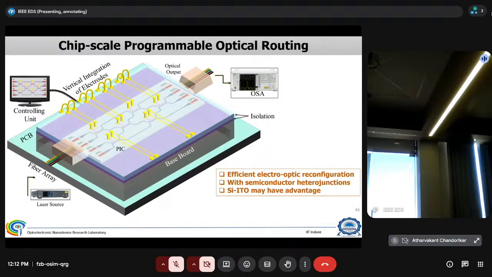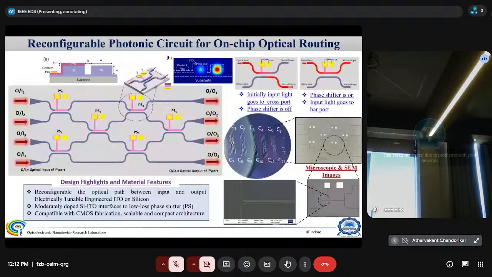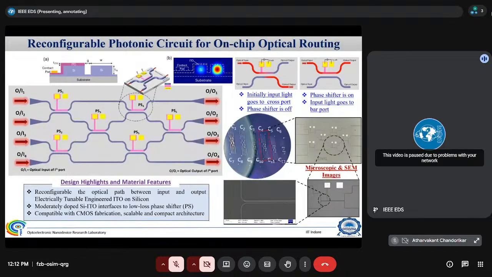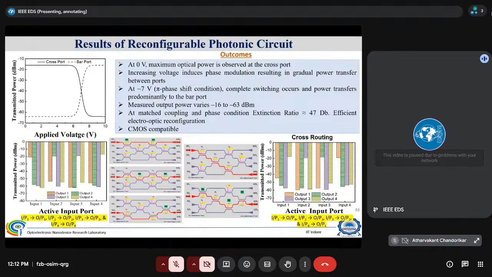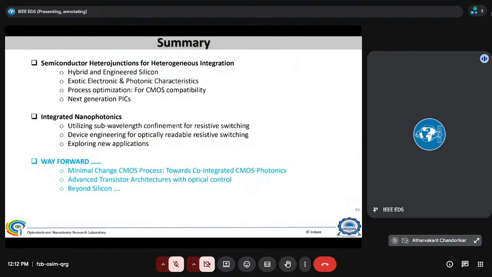And now we are extending it to a chip scale programmable circuit. It's a kind of programmable photonic integrated circuit where we want to have efficient electro-optic reconfiguration. And we want to utilize semiconductor heterojunctions for it, and silicon ITO may play a role here. So we have initial results, but for confidentiality I'll not be able to show these results now, and also for the shortage of time.